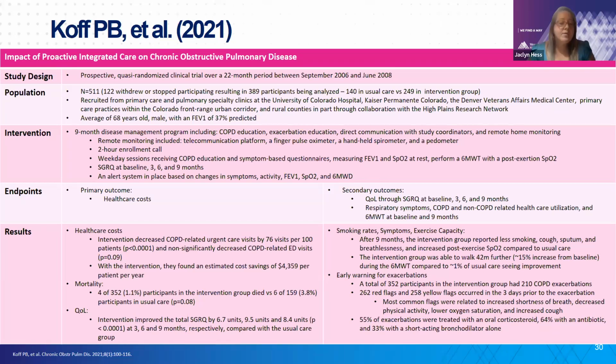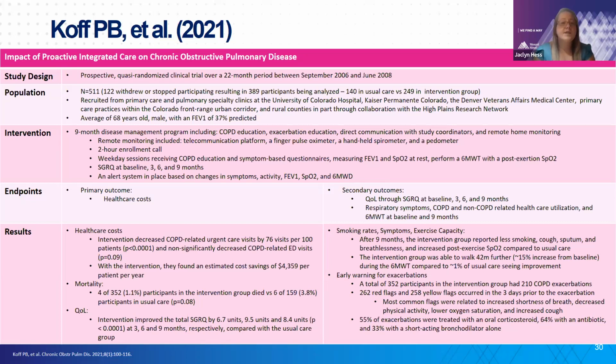The primary outcome was healthcare costs, and then their secondary outcomes were quality of life, respiratory symptoms, healthcare utilization, and their 6-minute walking time. And what they found was that the structured disease management program, along with patient monitoring, helped reduce COPD-related urgent care visits by 76 visits per 100 patients, and non-significantly reduced COPD-related ED visits. They found an average cost savings of more than $4,000 per patient per year.